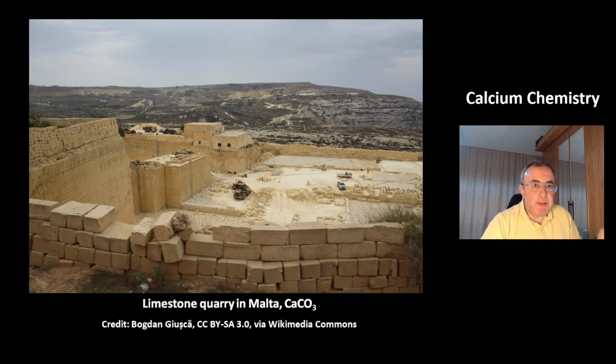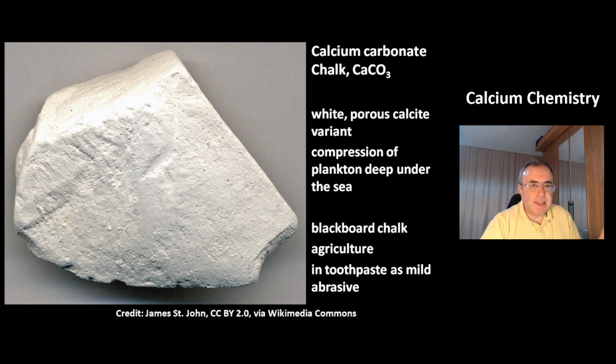This is a picture of a limestone quarry in Malta. Limestone is a variant of calcium carbonate. This is another variant, that's chalk of calcium carbonate. This is a white porous calcite variant. It was produced by nature by a compression of plankton deep under the sea. Chalk can be used as blackboard chalk, in agriculture, or in toothpaste. It's a mild abrasive.